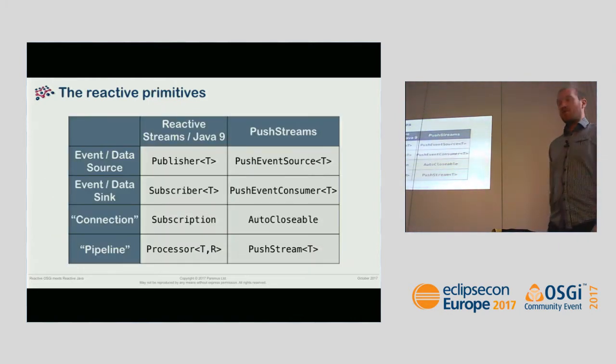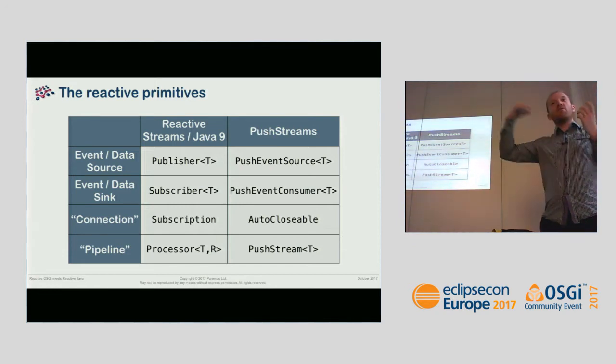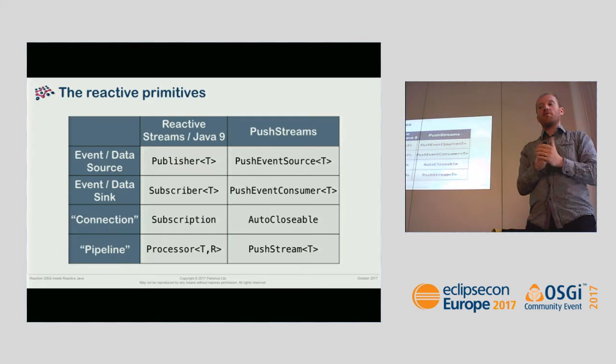So the primitives are therefore the same for Reactive Streams and Java 9. Because it is just the same thing with a slightly different name. You have a publisher, which is the thing that is going to give you data. You have a subscriber, who is the person who is consuming the data. The subscription represents the connection between those two things. And you have a processor, which is something that is both a subscriber and a publisher. It's going to consume some data and then send on some data as a result.